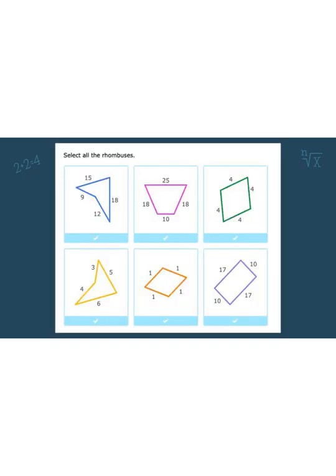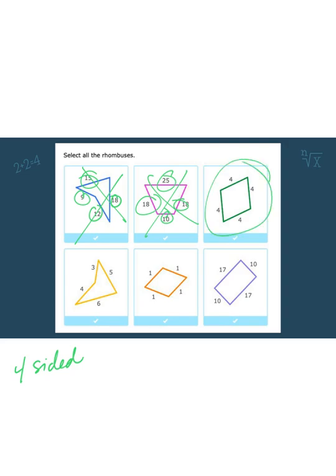Last one, select all the rhombuses. So we've got 6 four-sided figures, so they're all four-sided. Now we have to see if they have the same side measures. 15, 9, 12, and 18, that's not the same. 18, 18, 10, and 25, that's not all the same. 4, 4, 4, 4, that would work. We've got 3, 5, 6, and 4, they're not all the same. And then we've got 1, 1, 1, 1, that works. 17, 10, 17, 10, they're not all the same, so we cross that out. So we're only left with 2.